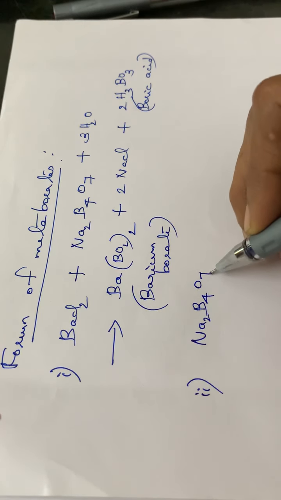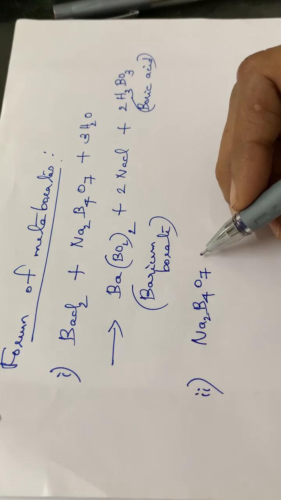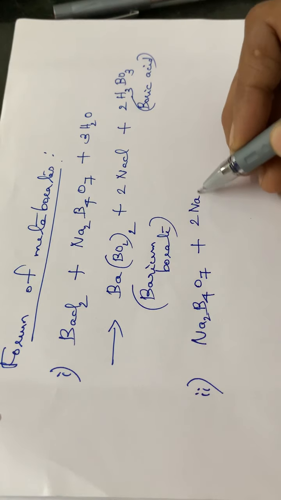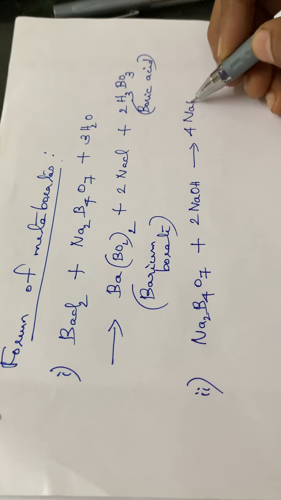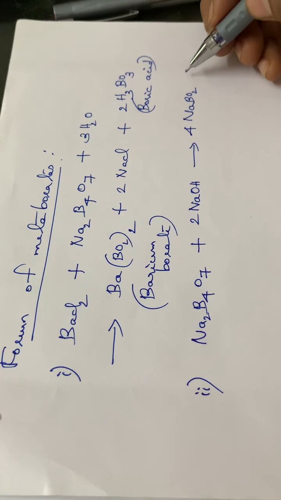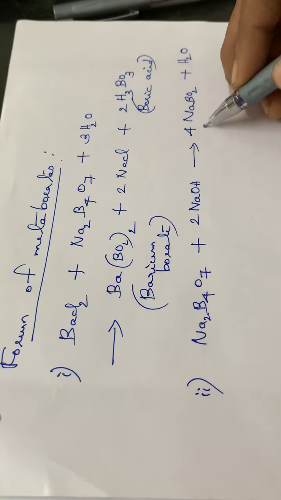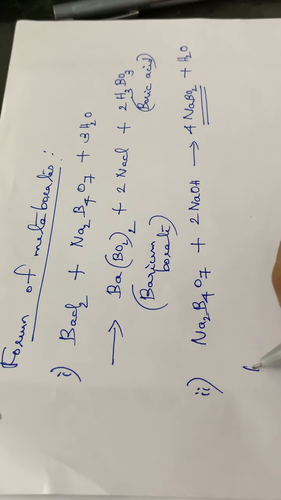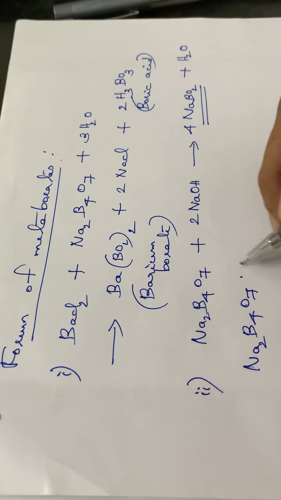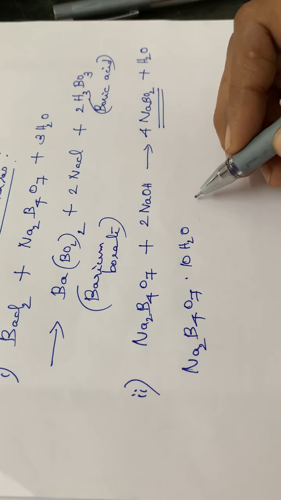Na2B4O7, that is sodium borate, plus 2NaOH, giving 4NaBO2, that is sodium metaborate, plus H2O. This is sodium metaborate. And again another reaction, Na2B4O7 dot 10H2O, that is the borax, with water of crystallization.